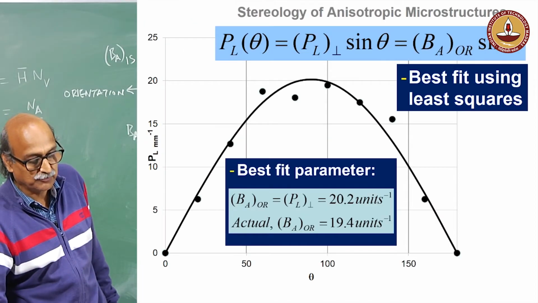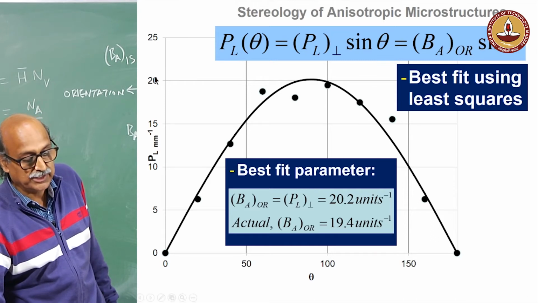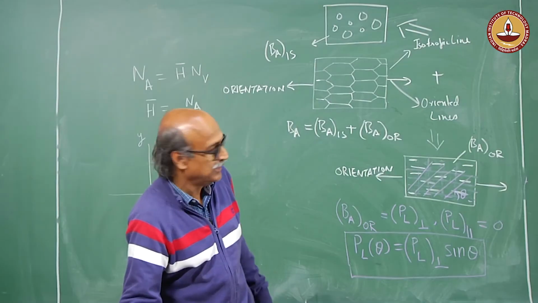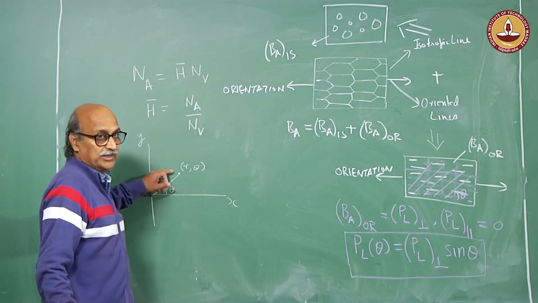So, what I will do is basically look at individual PL values versus theta and plot the points in that manner.